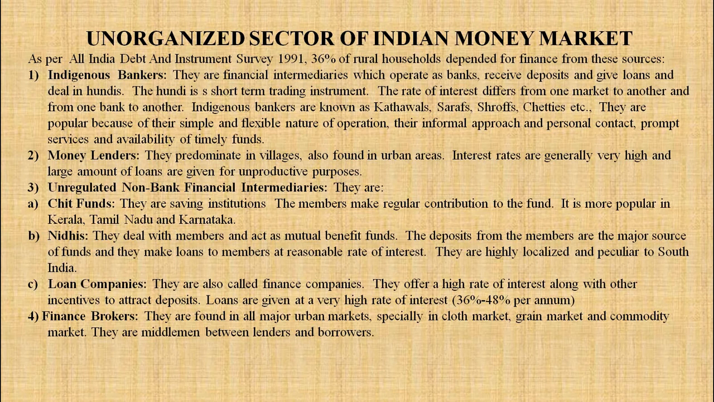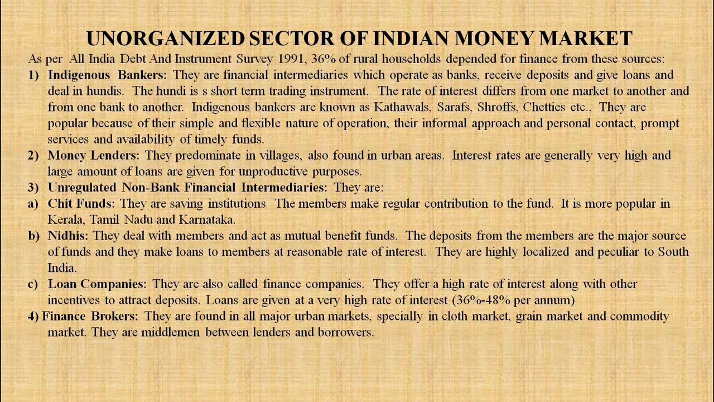The nidhis. They deal with members and act as a mutual benefit funds. The deposits from the members are the major source of fund and they make loans to members at reasonable rate of interest. They are highly localized and peculiarly to South India. Next, loan companies. They are also called finance companies. They offer high rate of interest along with other incentives to attract deposits. Loans are given at a very high rate of interest, generally 36% to 48% per annum.